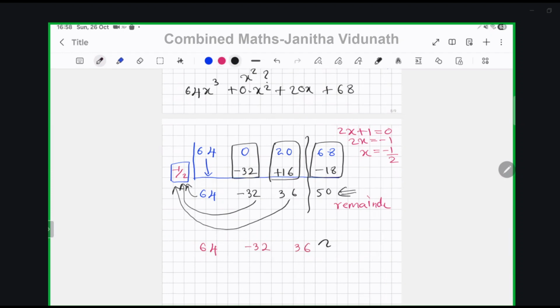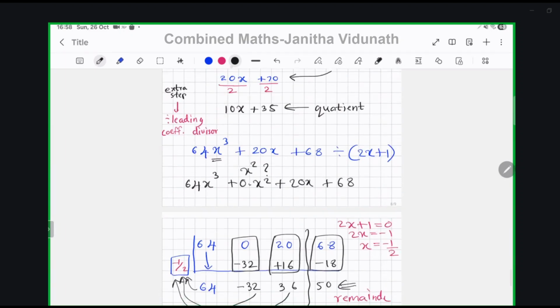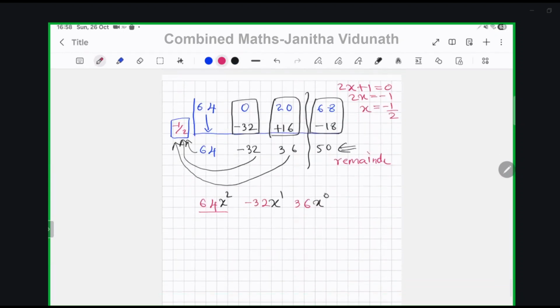Then we put x to the power 0, x to the power 1, x to the power 2. But here the leading coefficient of the divisor is 2. That means we need to divide all the terms of the answer by 2. That means the final quotient should be 32x to the power 2 minus 16x plus 80. The final remainder should be 50.